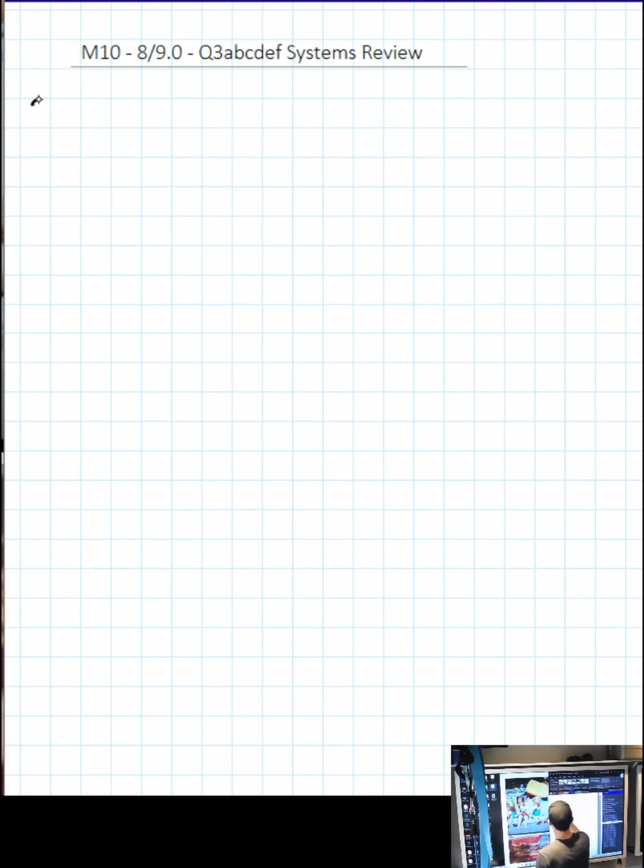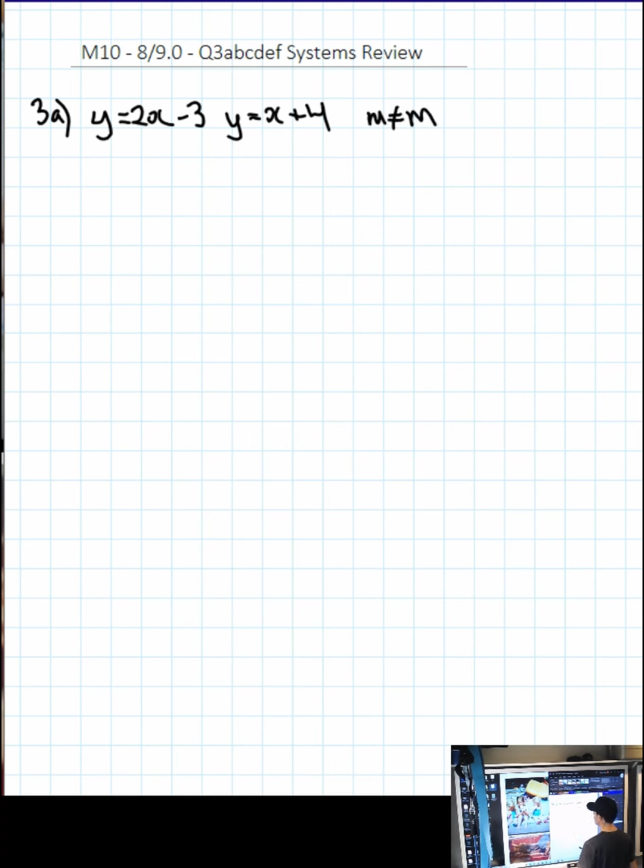Okay, we have 3A. So the question says, find the number of solutions or the number of intersections. So we have the equation y = 2x - 3, and we have the equation y = x + 4. So right away we know that m is not equal to m. They have different slopes, different coefficients of x. Therefore, one intersection, as we saw from question number 1. If we have different slopes, we have one intersection.